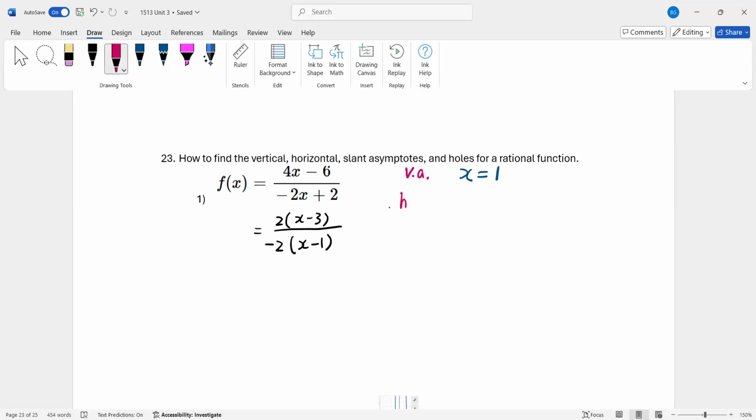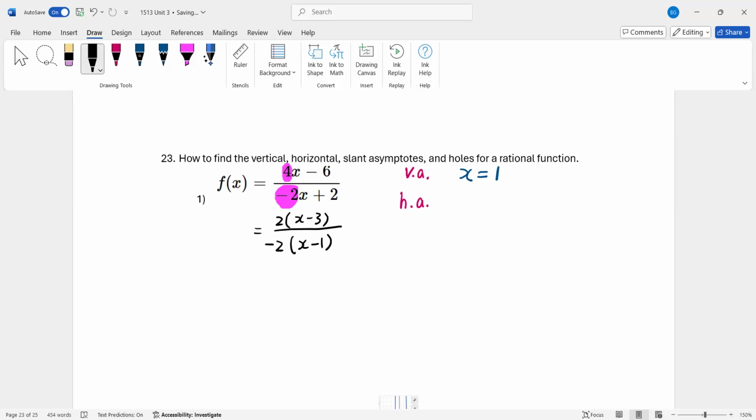What about the horizontal asymptote? For the horizontal asymptote, we look at the coefficients of the two polynomials. One is on the top, the other is on the bottom. Okay? We can go back to the original form of the function before we factor it. The numerator is linear, degree 1, 4x minus 6. The leading coefficient is 4. The denominator is also linear, degree 1. The leading coefficient is -2. All right?